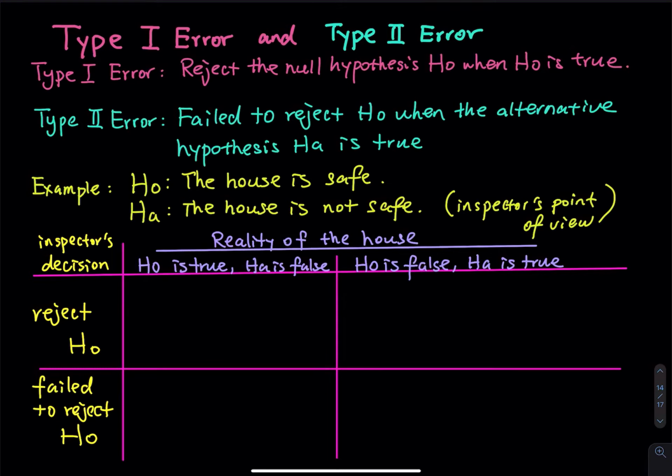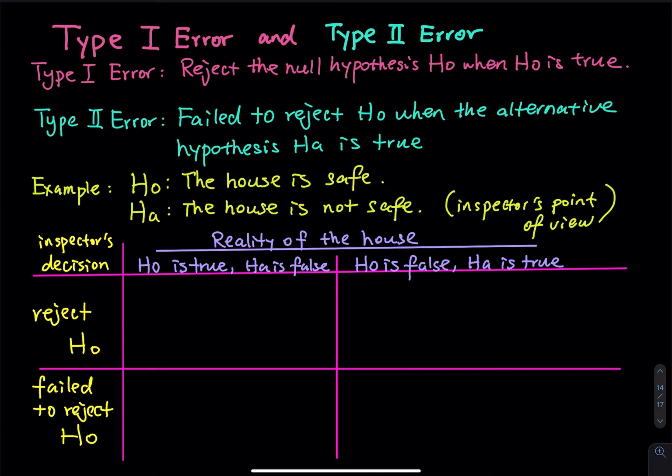Type 1 and type 2 error in hypothesis test. So what is type 1 error? First of all, error means something goes wrong, right? A mistake, something goes wrong. So type 1 error is you reject H naught when H naught is true. Let's read this again. Type 1 error is reject H naught when H naught is true.